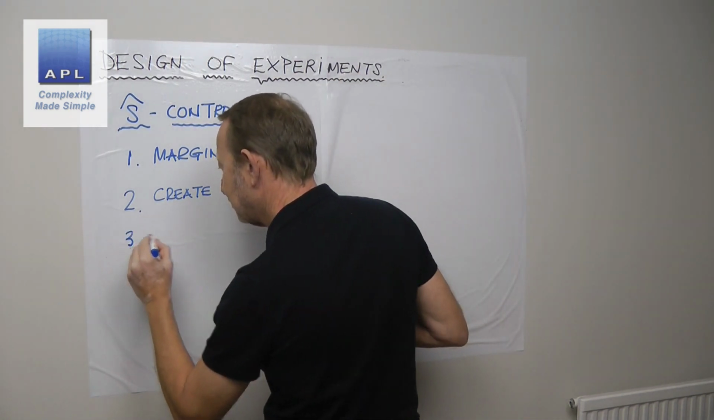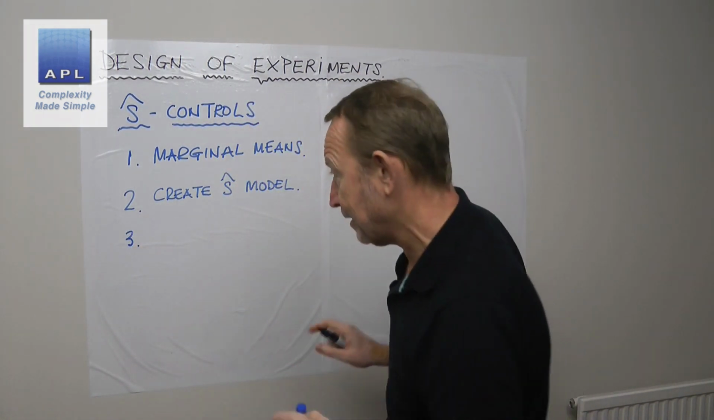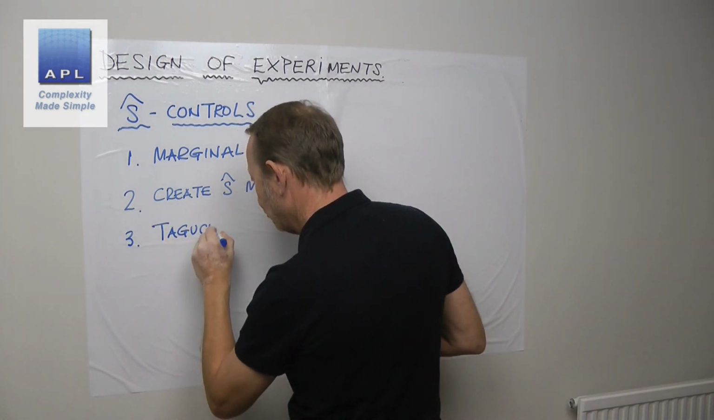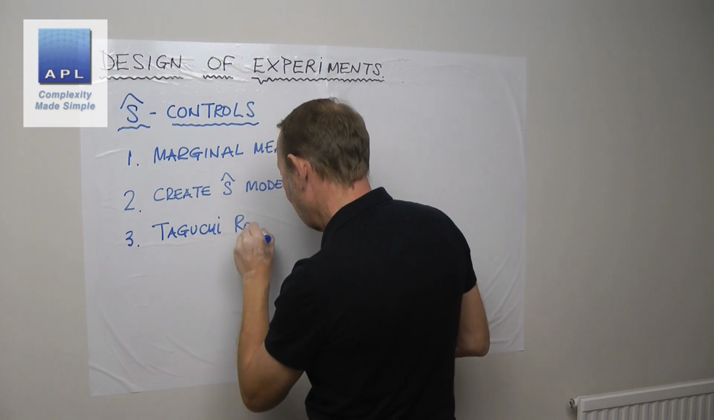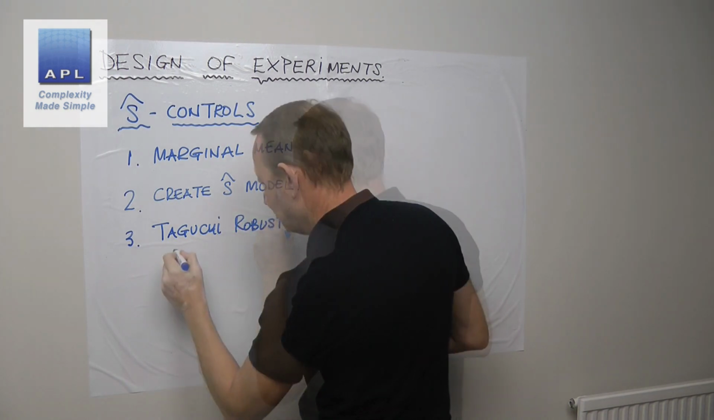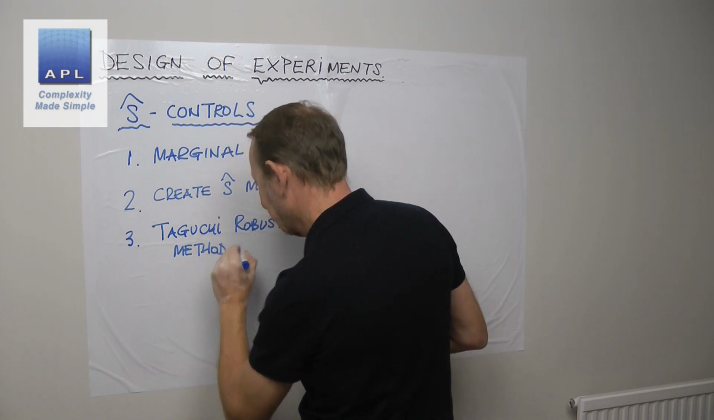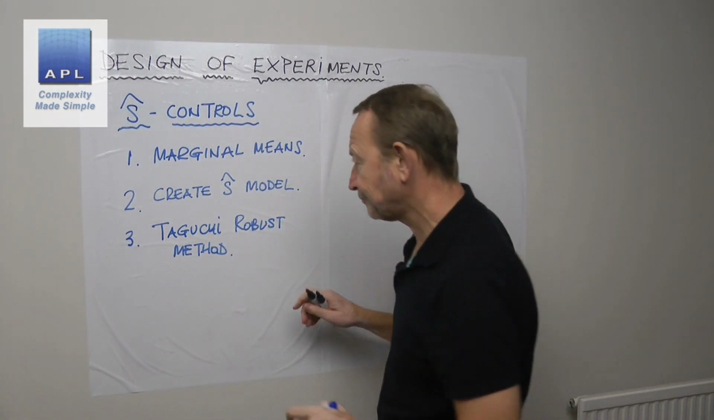The third method, which is the one we're going to have a look at in this video, is using the Taguchi robust method. And we're going to take a look at that in a second.